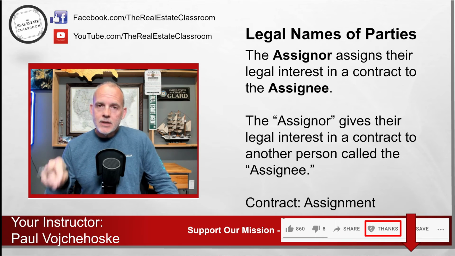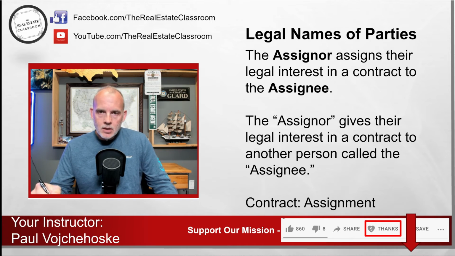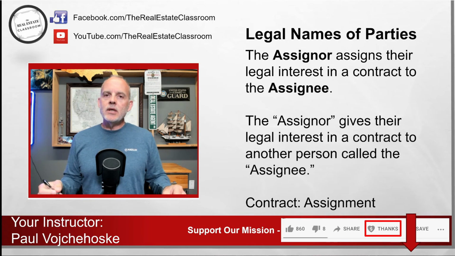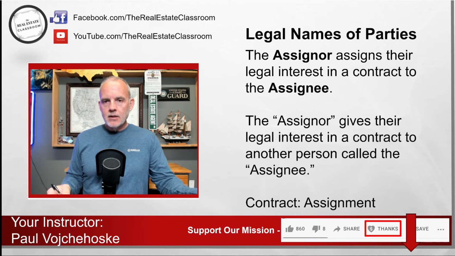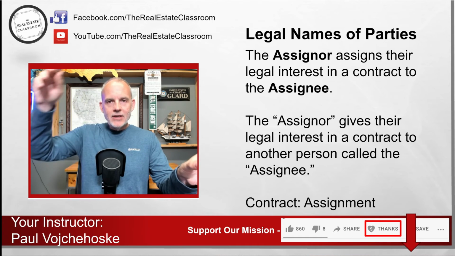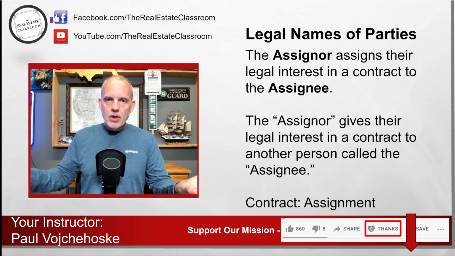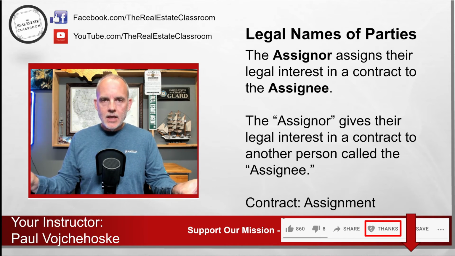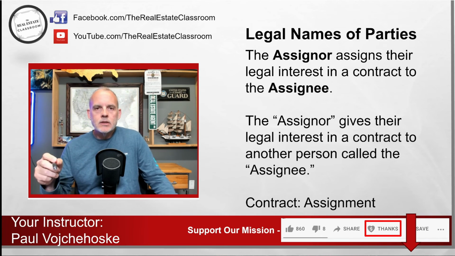The contract that is used is an assignment contract. And when an assignment contract is used, then the legal names for the parties are the assignor, which is the buyer over here in that other contract. They are the assignor. They are giving their interest in that contract to the third party here, which is called the assignee. They are receiving that interest from the assignor.